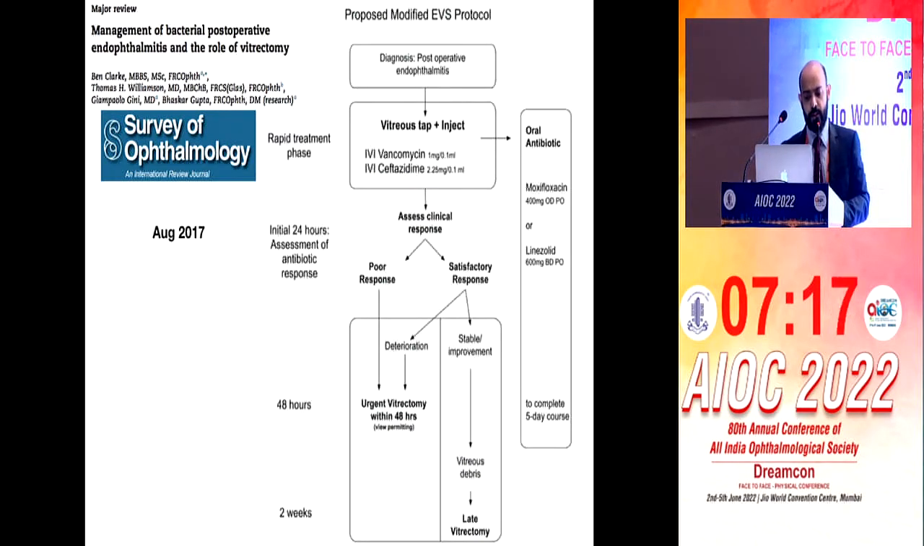There was a major review published in Survey of Ophthalmology in 2017. They showed a modified EVS protocol where they mentioned the algorithm of how to treat a patient with endophthalmitis. So the moment you diagnose a case as post-op endophthalmitis, a vitreous tap and an injection is essential. And they also mentioned the use of oral antibiotics, moxifloxacin or linezolid. Once the initial treatment is done, we assess the clinical response after 24 hours. If there is a satisfactory response, then we go ahead with the same treatment. And if there is a poor response, then an urgent vitrectomy is indicated. There is no role for a repeat intravitreal injection.